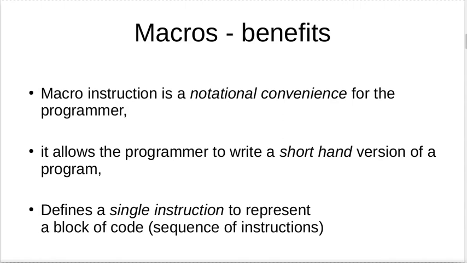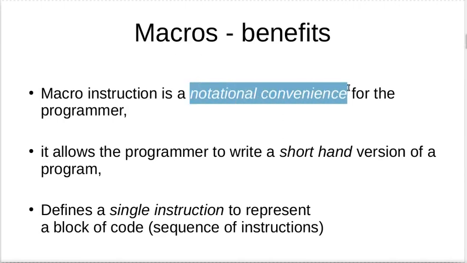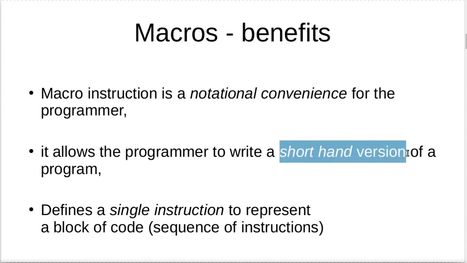Moving ahead, the benefits of macros. The benefits are more or less the same thing. It's a notational convenience for the programmer. Instead of writing or remembering the whole sequence of instructions time and again, we can simply represent it using a notation or a name. Similarly, it can be called a shorthand version. It allows the programmer to write a shorthand version of the program.